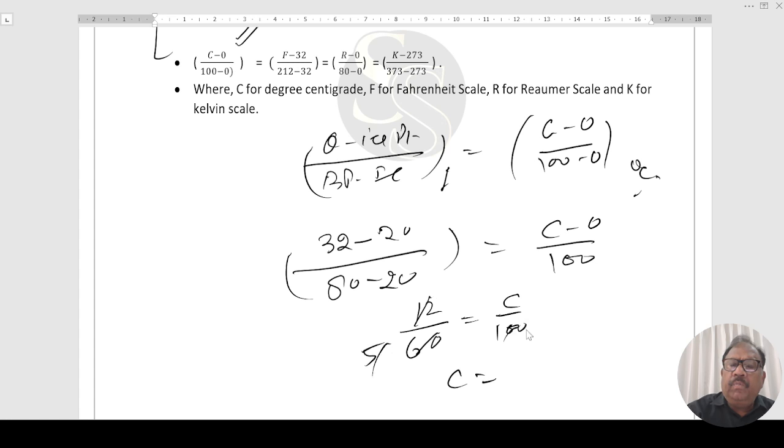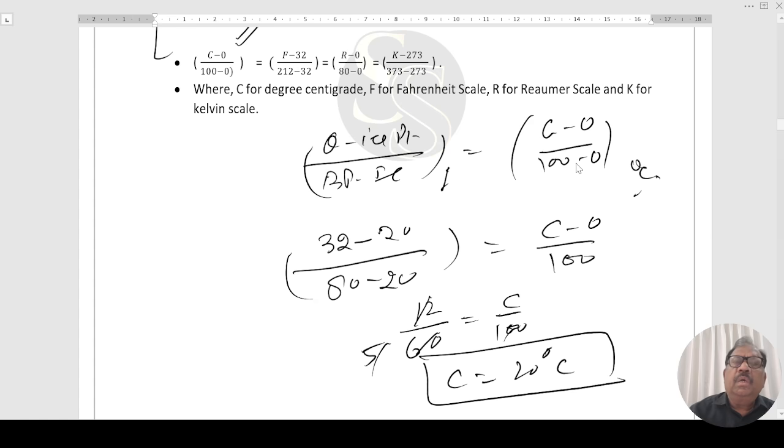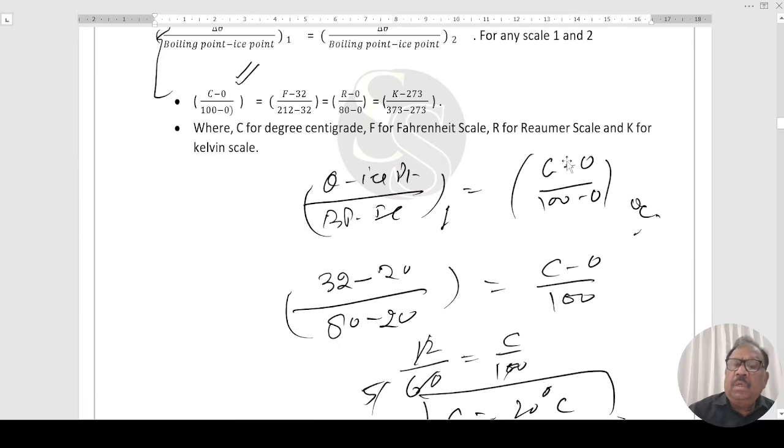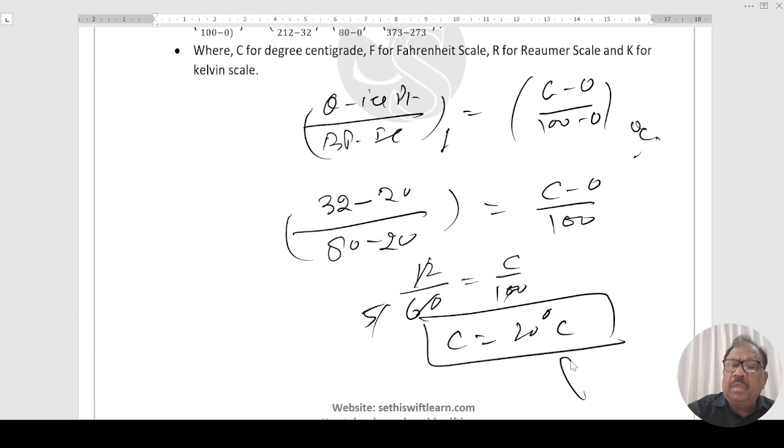C comes out to be 20 degrees centigrade. Means if we want to convert these temperatures on one scale into degree centigrade scale, the answer will be 20 degrees centigrade. This is the answer. Right? Next question.